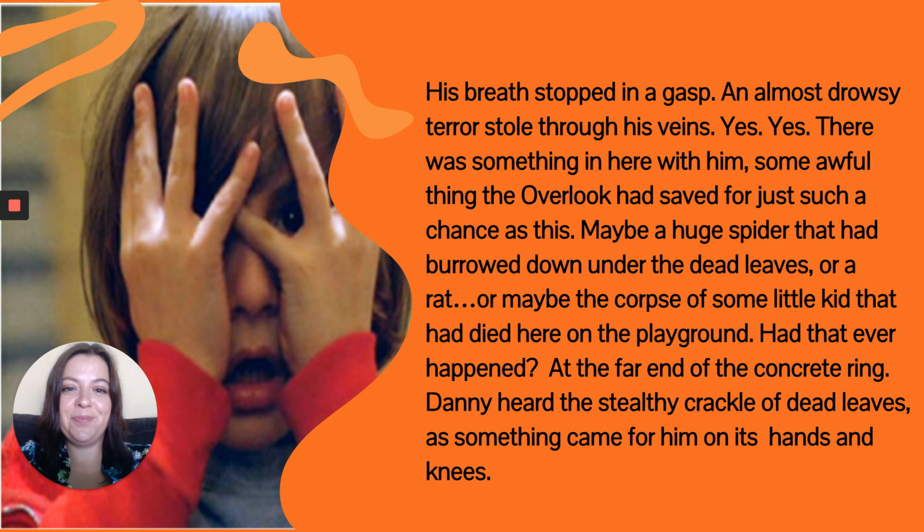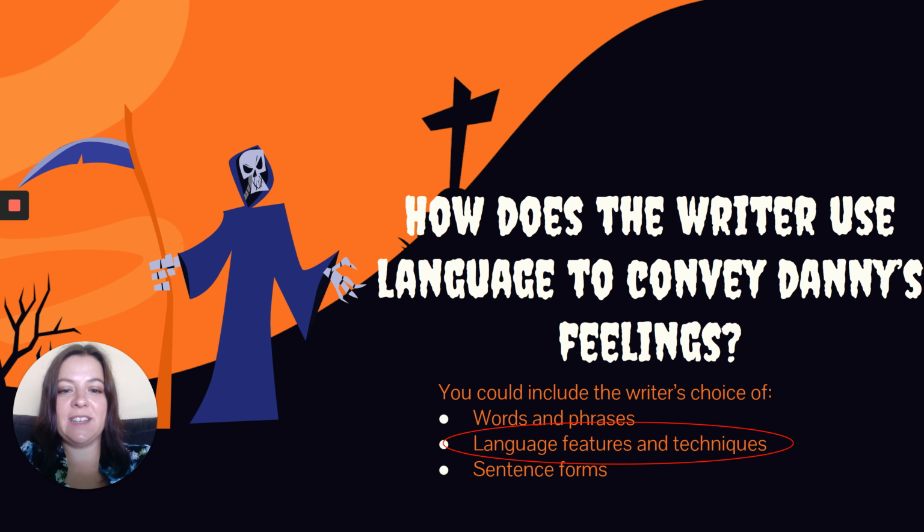Okay, we go back to the question now, and we can start looking at language features and techniques. Now, there's a reason I don't start you looking for language features and techniques. There is something called feature spotting, which I think is the way that a lot of us learn about language analysis. But examiners have warned against people just looking for language features, trying to search out those similes or look for that alliteration. And that's because you get very little credit just for finding the method.